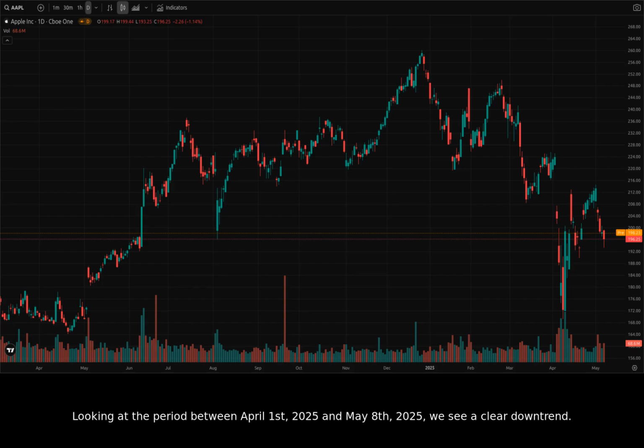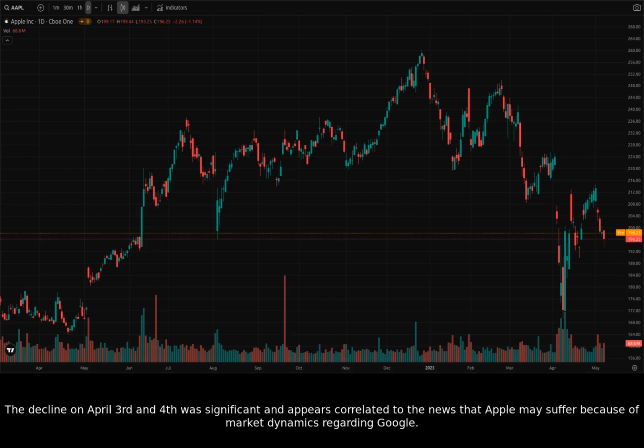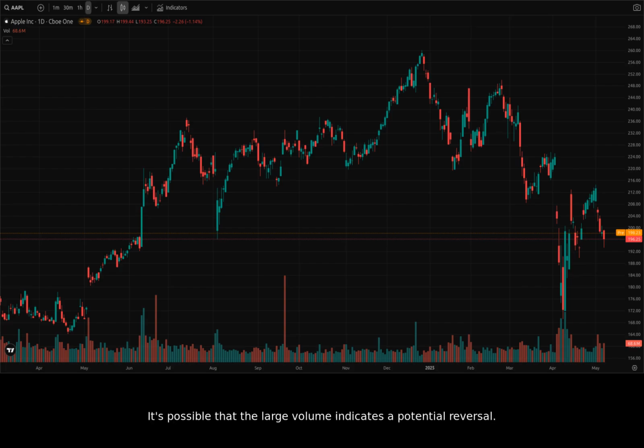Let's zoom in on some candles to analyze a specific range. Looking at the period between April 1st, 2025 and May 8th, 2025, we see a clear downtrend. The decline on April 3rd and 4th was significant and appears correlated to the news that Apple may suffer because of market dynamics regarding Google. It's possible that the large volume indicates a potential reversal.